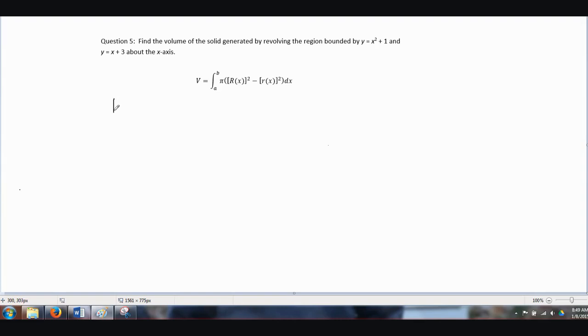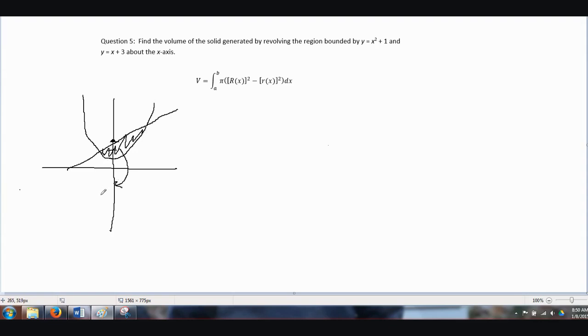So, like with all of these problems, the first thing we want to do is sketch what's going on. So the x squared plus 1 is kind of a standard parabola, but the y-intercept has just been shifted up 1. So this is x squared plus 1, and then x plus 3 would be the straight line with the slope 1 and y-intercept 3. So, it'd be about there. Okay, so what's happening is we've got this region, and we're thinking about rotating it around the x-axis.